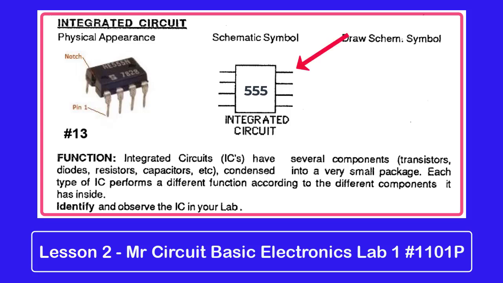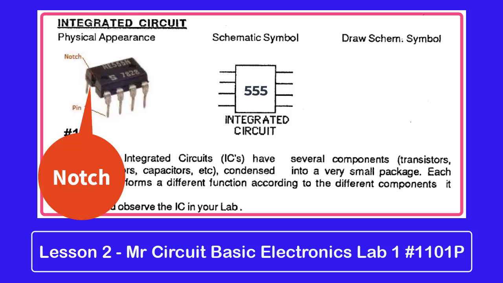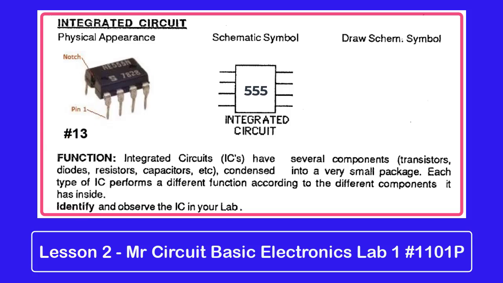You see the schematic symbol has 8 lines coming out of it, showing that it has 8 connections in the one that we provide. The function of integrated circuits: they've got several components, transistors, diodes, resistors, capacitors, and everything all condensed into a very small package. Each type of IC performs a different function according to the different components it has on the inside. So you can identify the one that we're using. It's in bag 13, and look at it very carefully, and you'll see that there's a little notch or a dot or something to indicate where the first lead is because you count the leads, and we'll explain how this all works when we build some different projects.